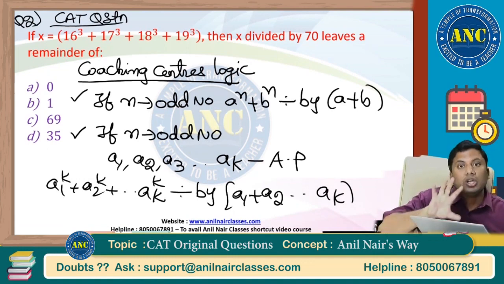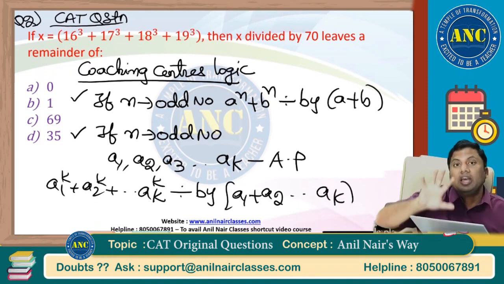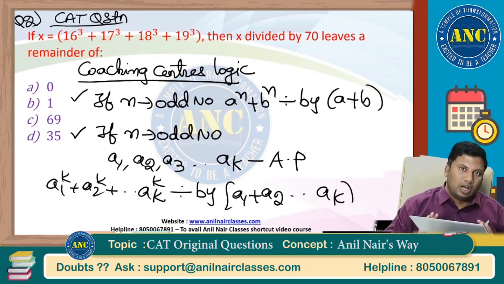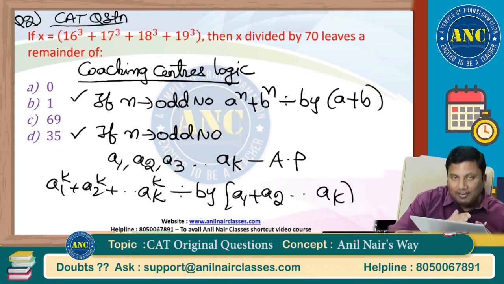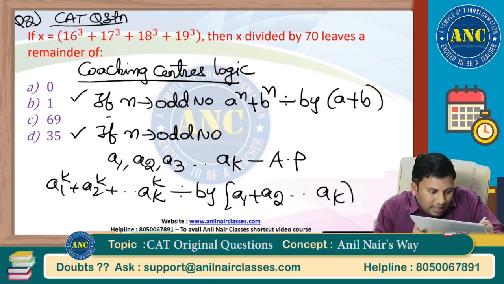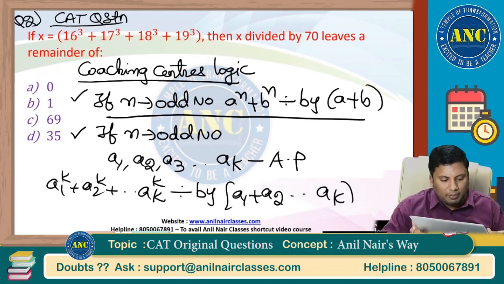If you know this, good enough. That's okay. You can solve the question fast. Even if you forget this, you can still know another logical way to solve. Hold on for 5 seconds. I will use these logic, then I will come to that logic. If n is an odd number, a power n plus b power n is divisible by a plus b.